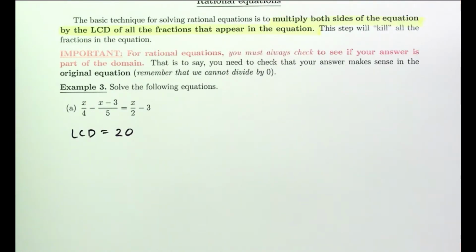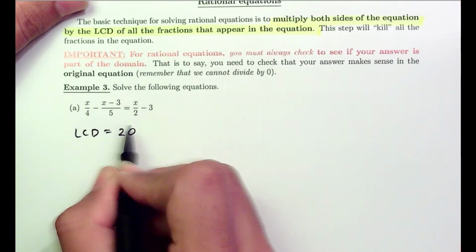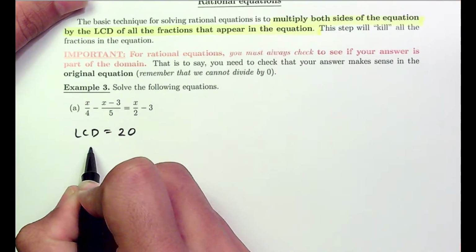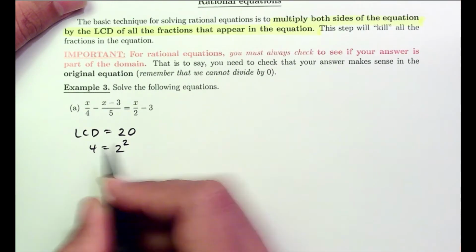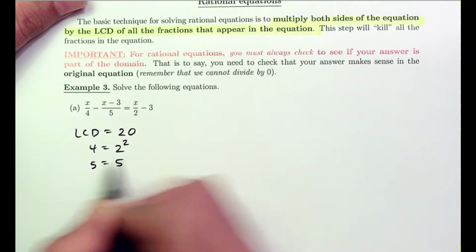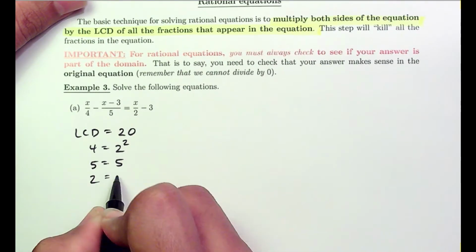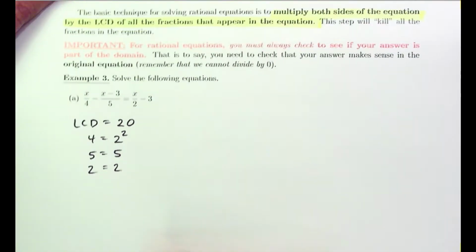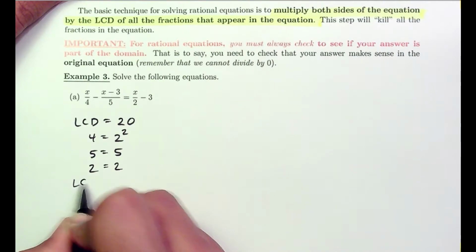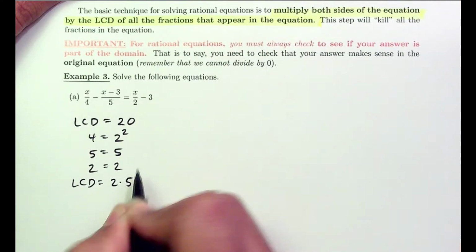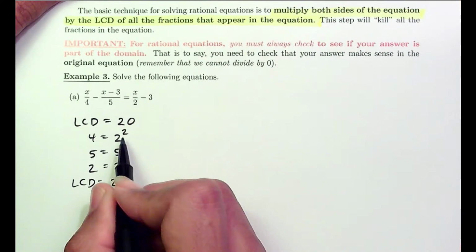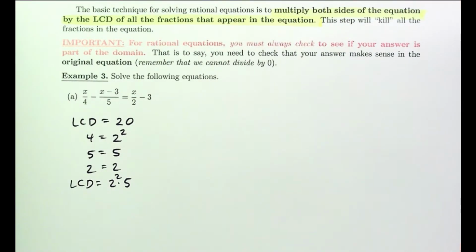Okay. Remember though how you actually do this. You're supposed to factor each of the denominators. So 4 is 2 squared, and then 5, we cannot really factor that, and then the other one is 2. You cannot really factor that either. And then the LCD is going to be, you write all the different factors, 2 and 5, and then you always choose the biggest of the exponents. So it should be 2 squared. And if you multiply 2 squared times 5, you do get 20.